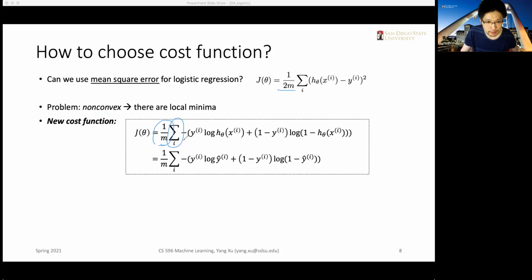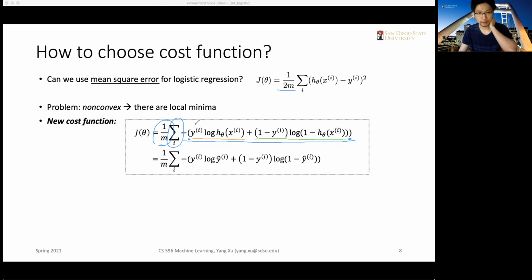What's really different is inside the summation operator. First of all, there's a first layer of brackets with a negative over here. It's the negative of a summation. The first part is yi times the logarithm of h theta of xi, plus 1 minus yi times the logarithm of 1 minus h theta of xi. It's quite symmetric, right?